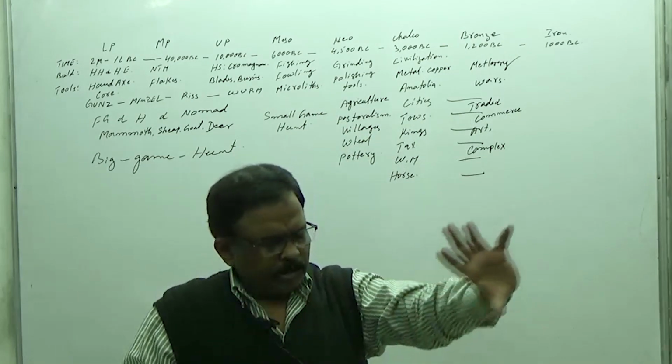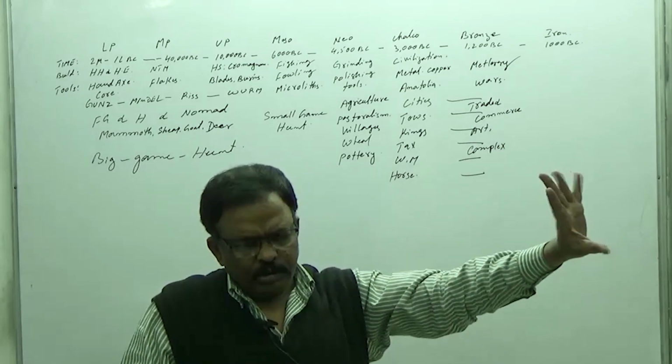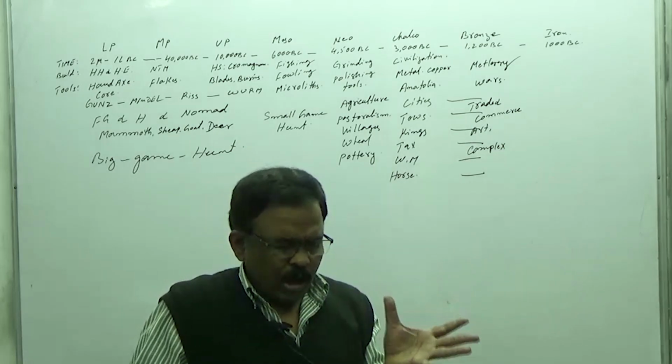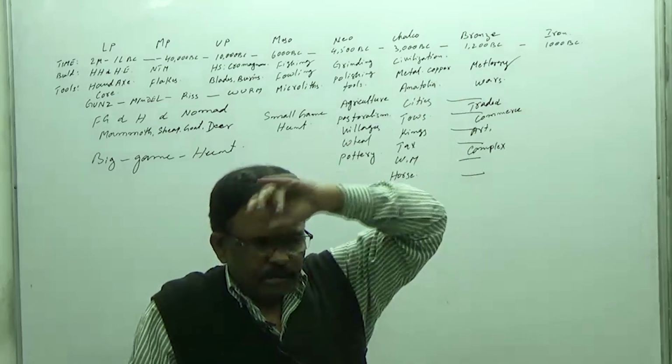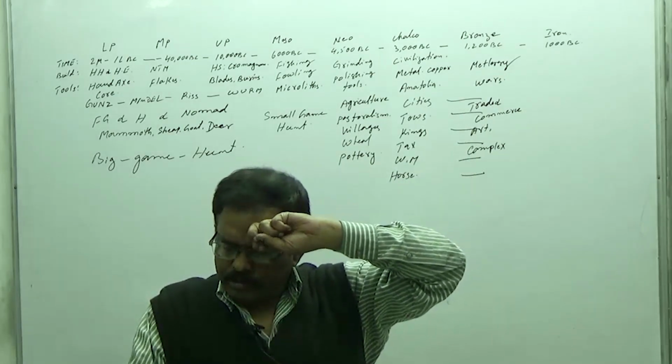This is a small line. How gradually, from food gatherer and hunter, human society became the most complex one.